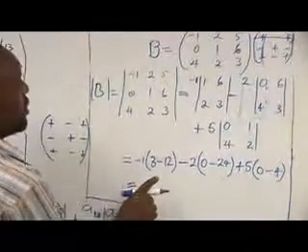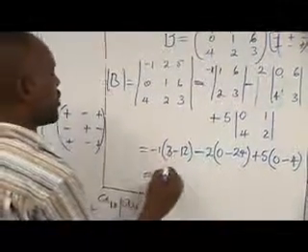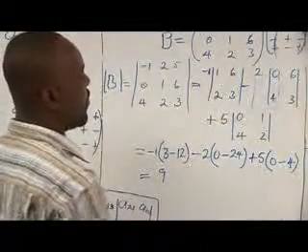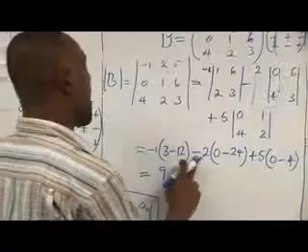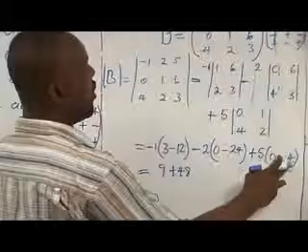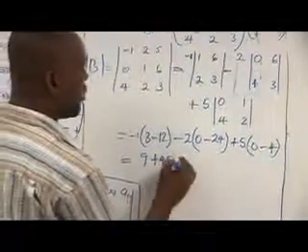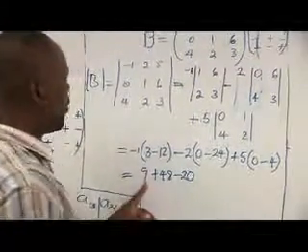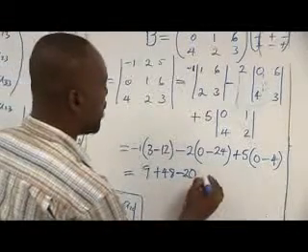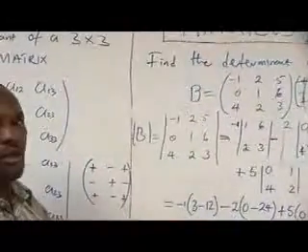And we have here 3 minus 12 is minus 9. Minus 9 times minus 1 is positive 9. 0 minus 24 is minus 24. Minus 24 times minus 2, that gives us what? Plus 48. 0 minus 4 is minus 4. Minus 4 times plus 5, that gives us minus 20. So we have 9 plus 48, 57. 57 minus 20, that gives us 37. And that's the determinant of the matrix B.